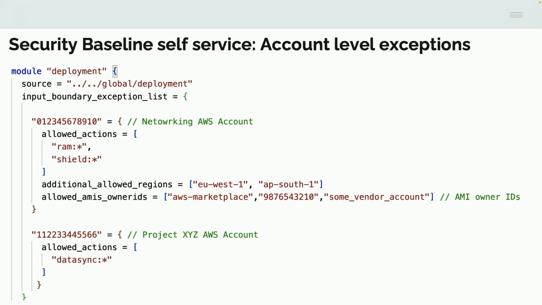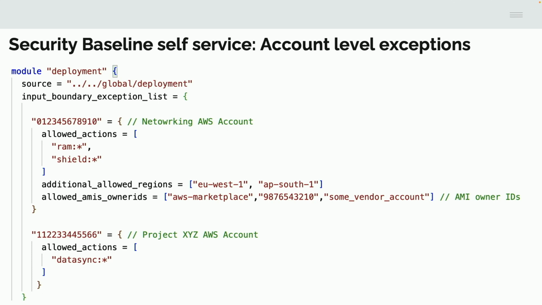Here what you see is an input boundary list which says, for account number 0, 1, 2, 3, whatever, it's a networking AWS account. Here we are allowing RAM asterisk and Shield, two AWS services that were not allowed in the general boilerplate. Then we are allowing them to use additional regions because it's the networking team's account. Then we are allowing them to deploy from the marketplace with some specific vendor accounts that are safe-listed in the list there. Then below you see another account number, which is a project XYZ account, where we are saying, let them use the AWS DataSync service.